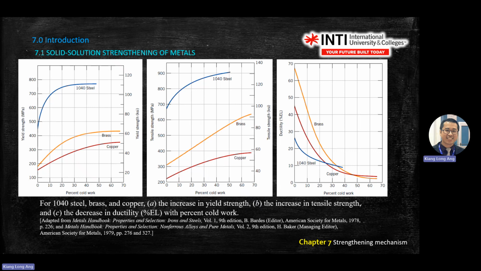Same with here. Here is the tensile strength. So as the percentage of cold work changes, tensile strength also changes, right? And here is ductility. So for chapter 7, you have three main properties: yield strength, tensile strength, and ductility. I repeat, there are three main important parameters in chapter 7: yield strength, tensile strength, and ductility.